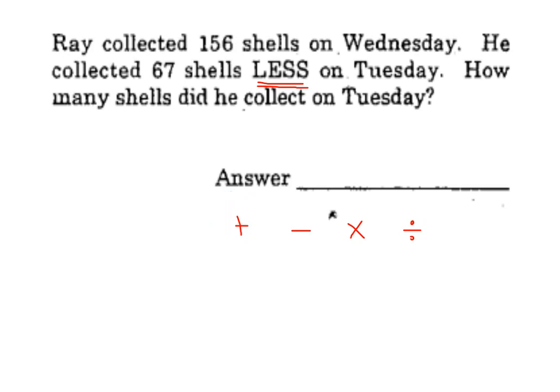Now we wouldn't use multiplication, and we wouldn't use division in this case, right? This one is between addition or subtraction. So not to eliminate these two options, I just say that if they had the word more, we would use addition. That means we have to use subtraction, right? So subtraction is usually the one that we use whenever they say less. So since they tell us that he collected 67 shells less on Tuesday than what he collected on Wednesday, what we're going to do to work out this problem is find the difference between 156 and 67, right?